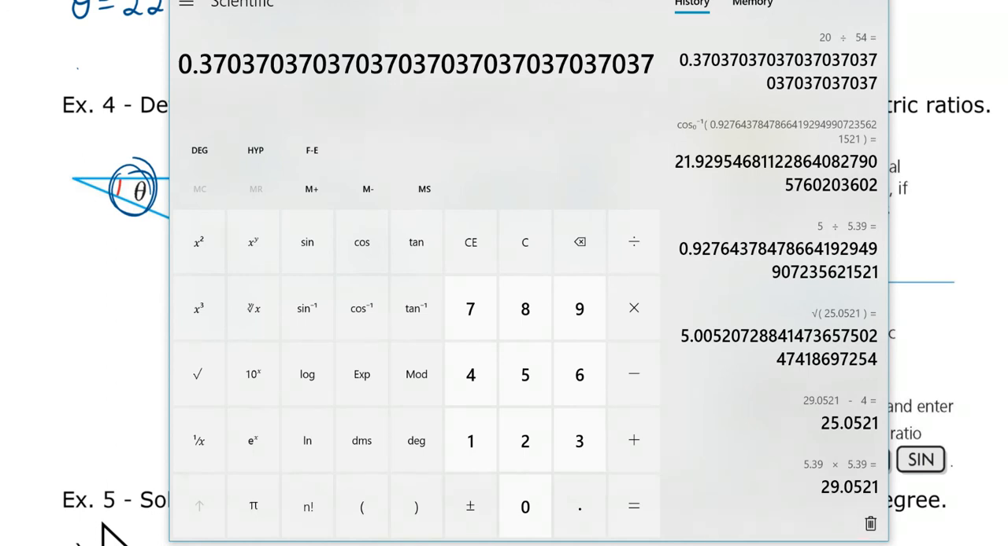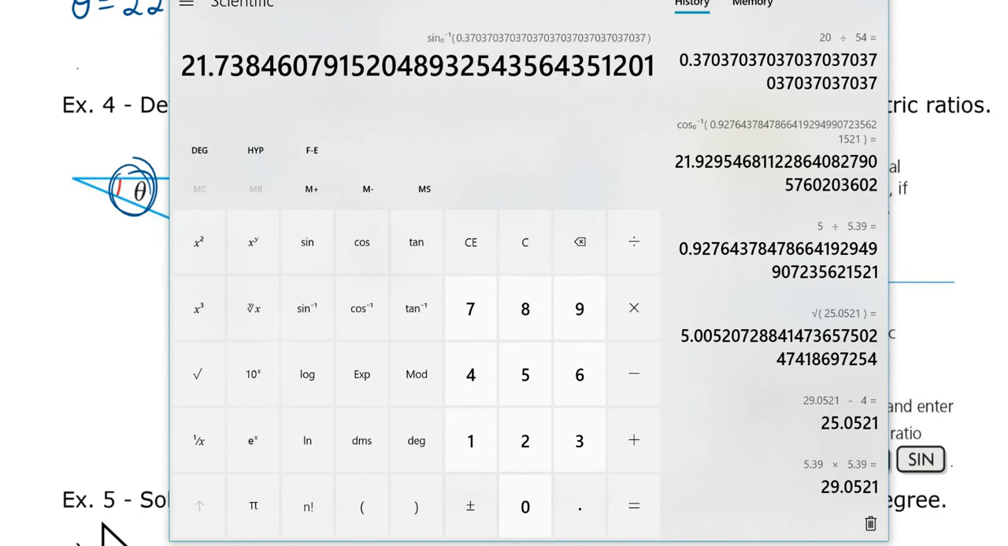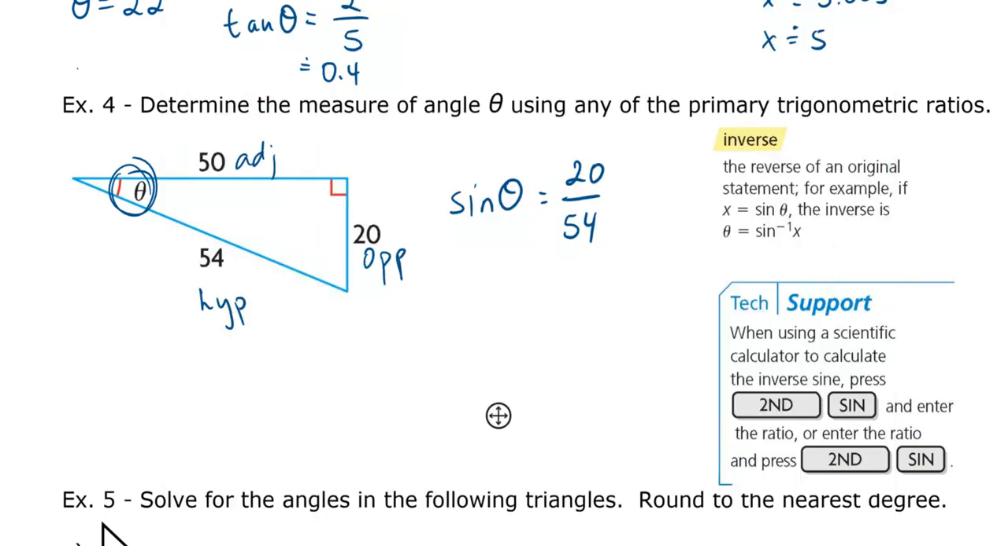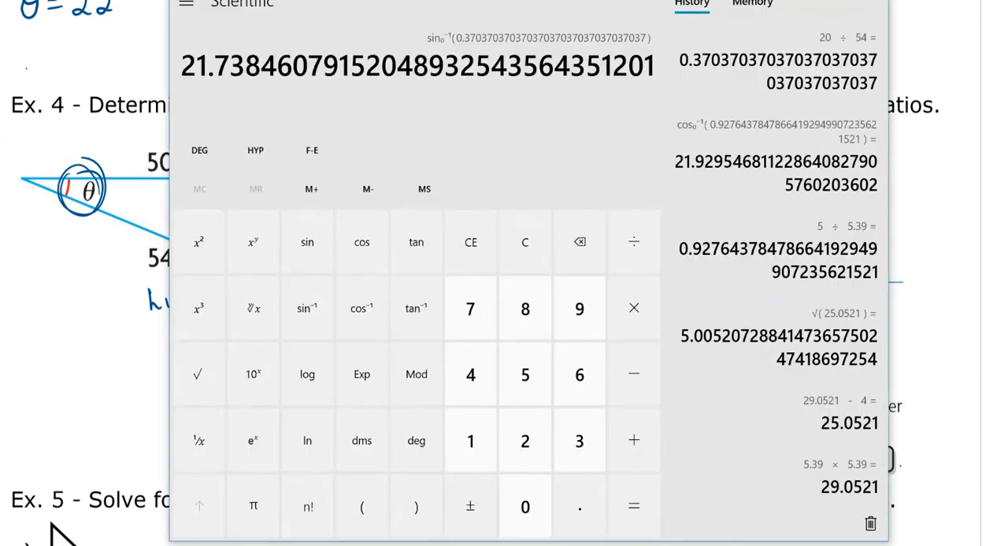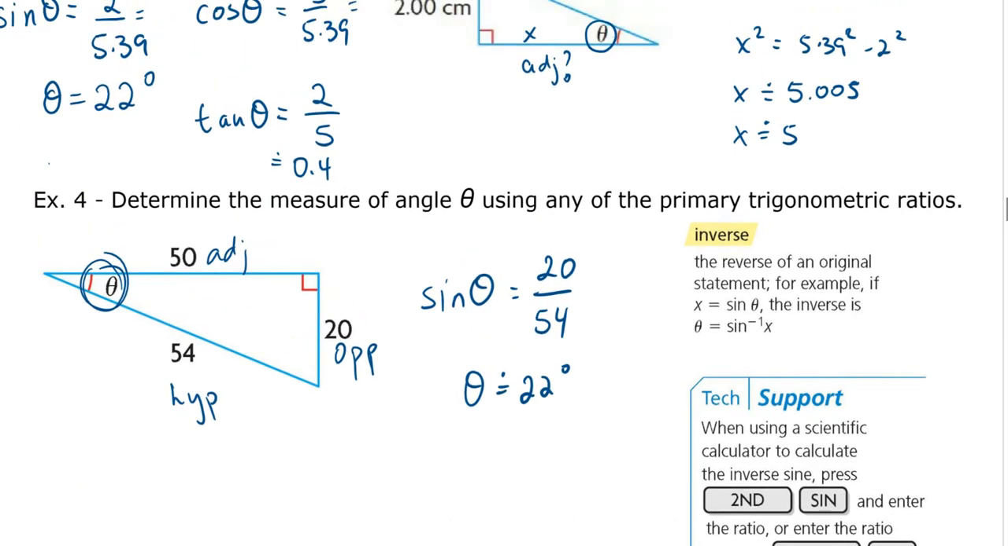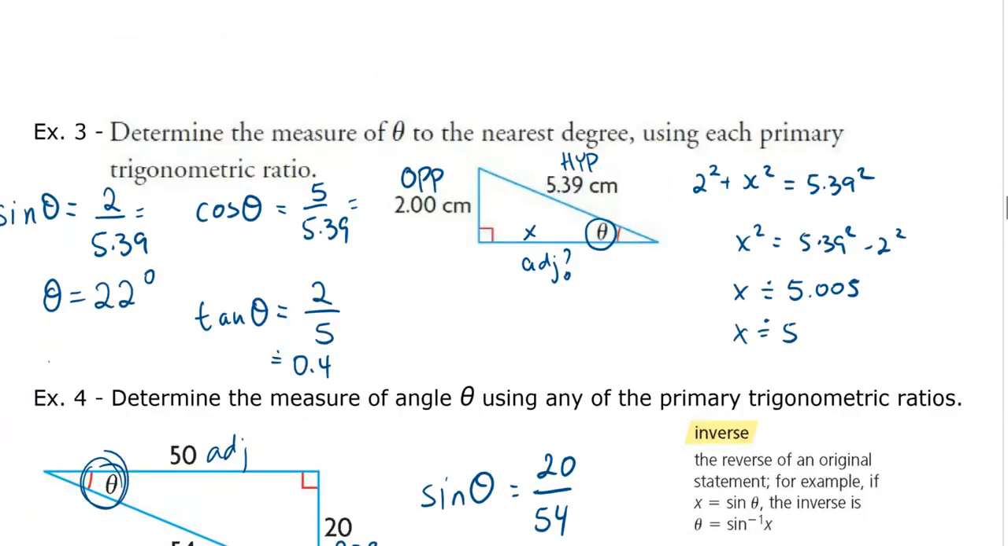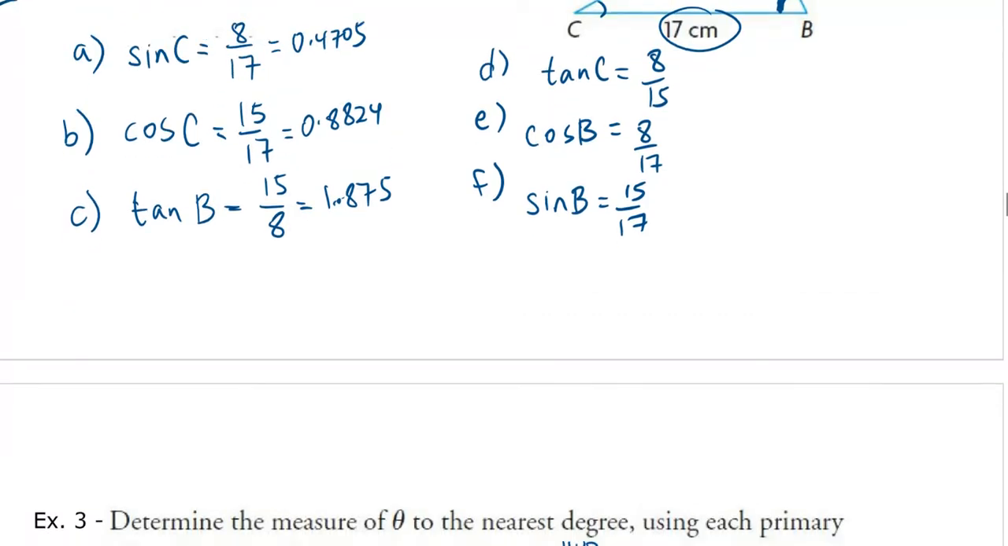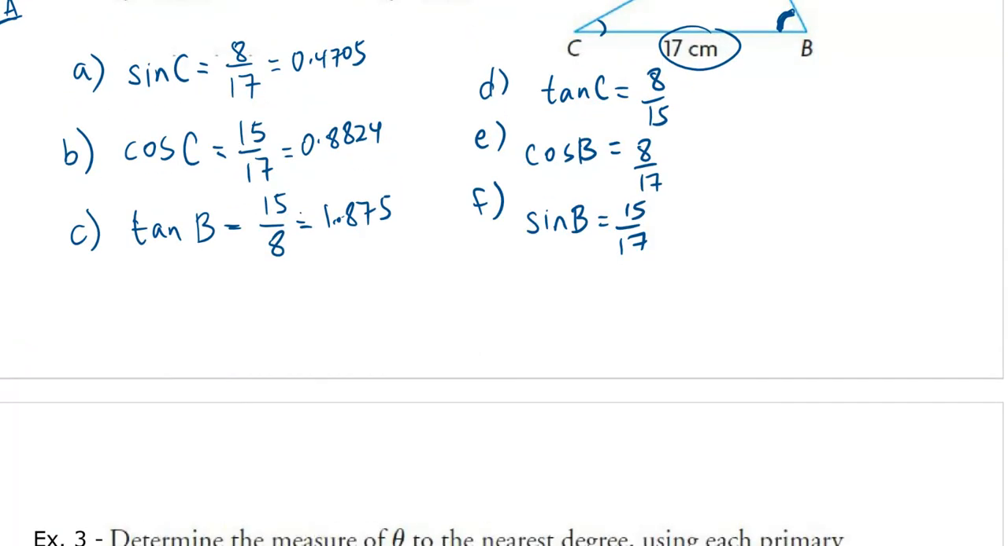And if I wanted the angle, I would just take the inverse sine. So inverse sine gives me 21.7, which I'll round to 22. So theta is approximately equal to 22 degrees. Make sure you're using your approximation symbols because these are not exact numbers that we're getting for our answers.